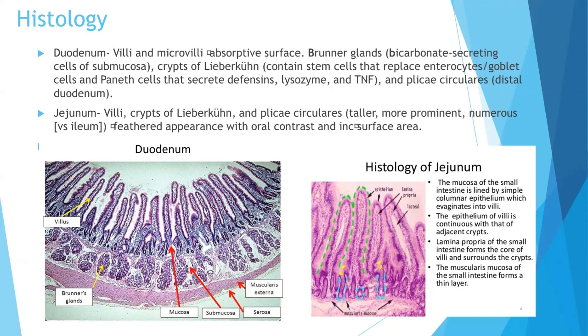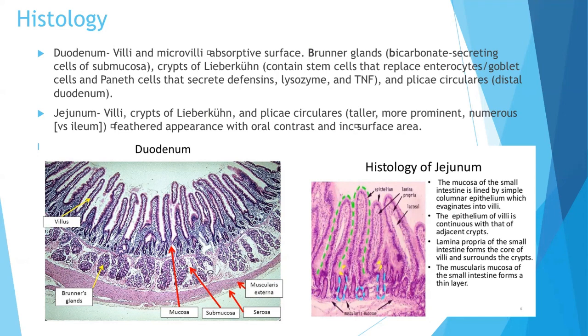So the stomach secretes acid. And when these acidic food particles come towards the duodenum, you need bicarbonate to neutralize these acids. And this bicarbonate is secreted by the Brunner's glands. And these Brunner's glands are situated in the submucosa.